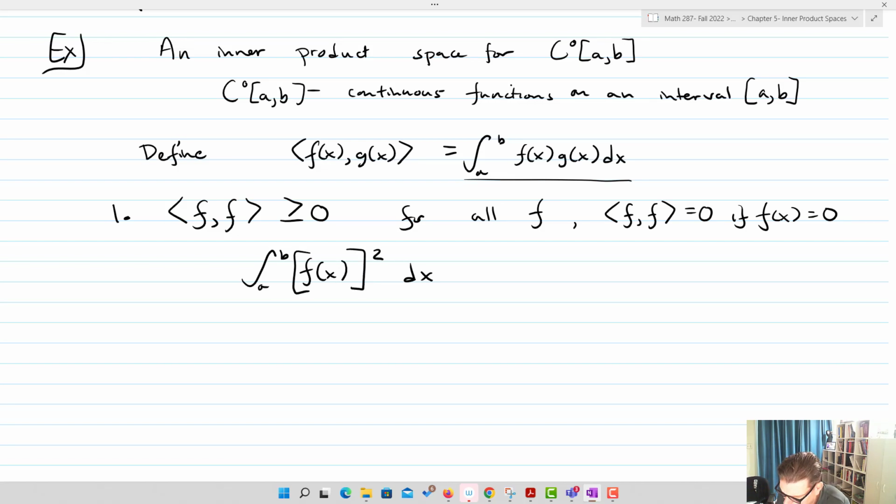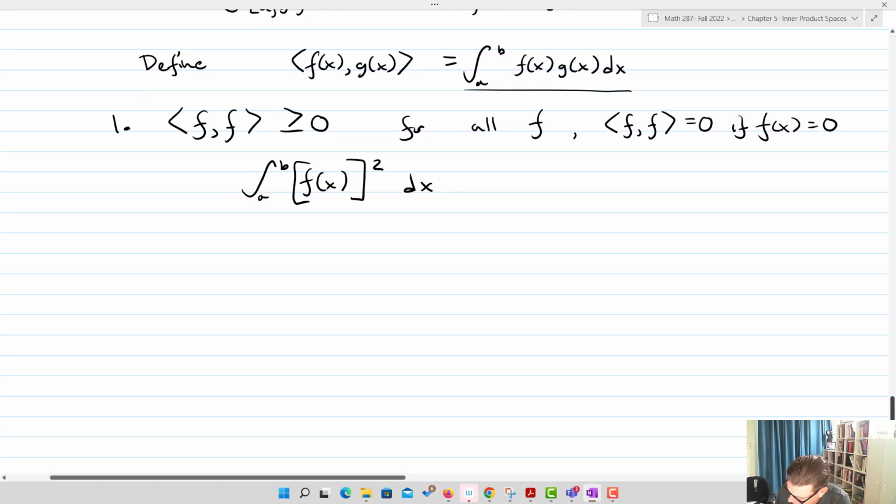Now, f of x squared is a non-negative function, because we're basically just taking f of x and multiplying it by itself. So we end up with a non-negative, also continuous function, because if you multiply two continuous functions, you end up with another continuous function.